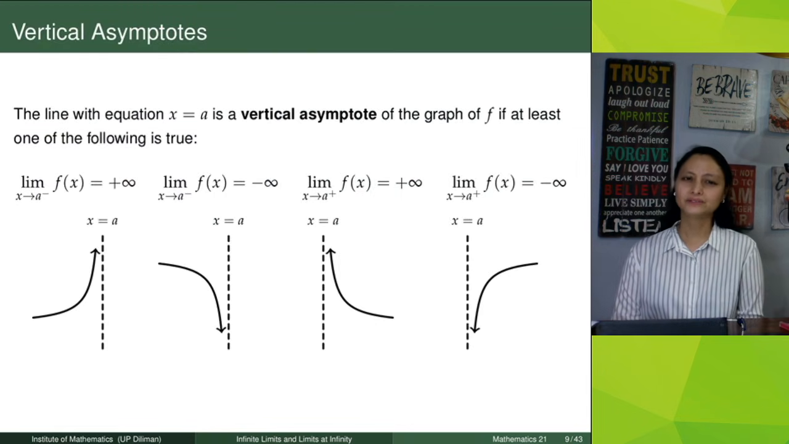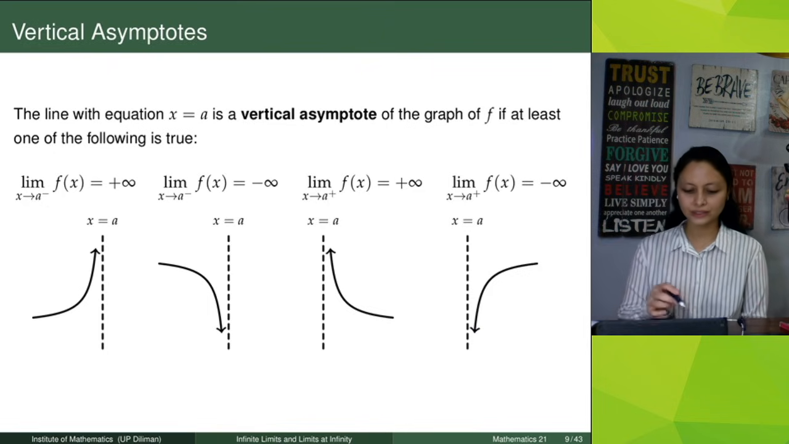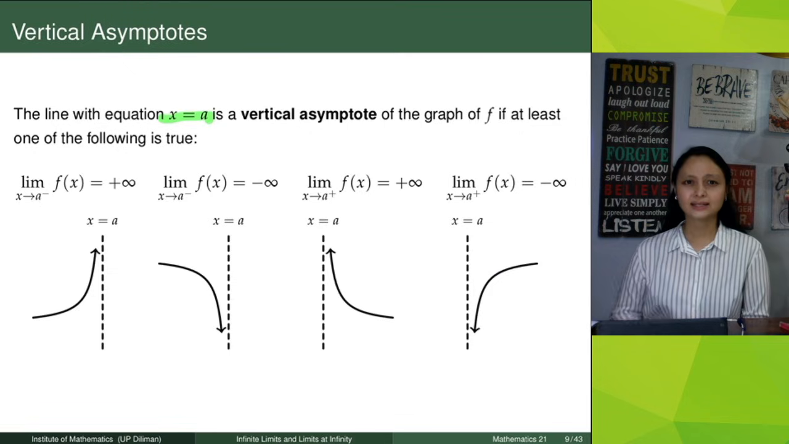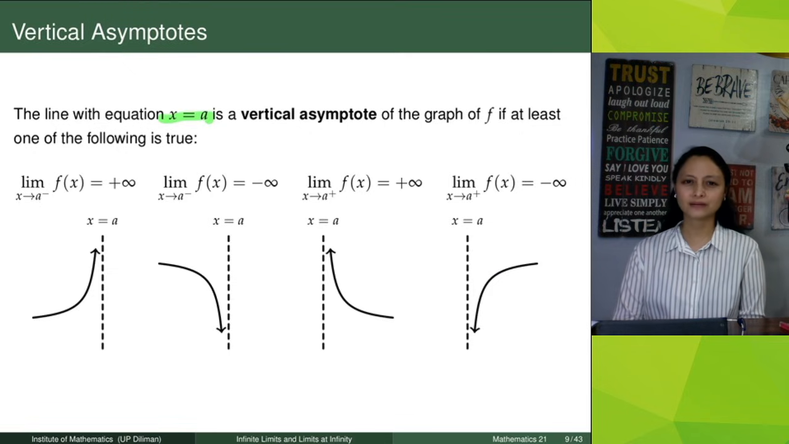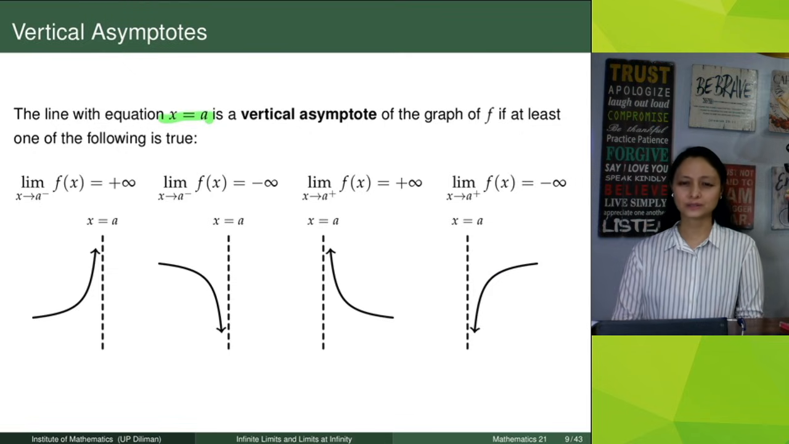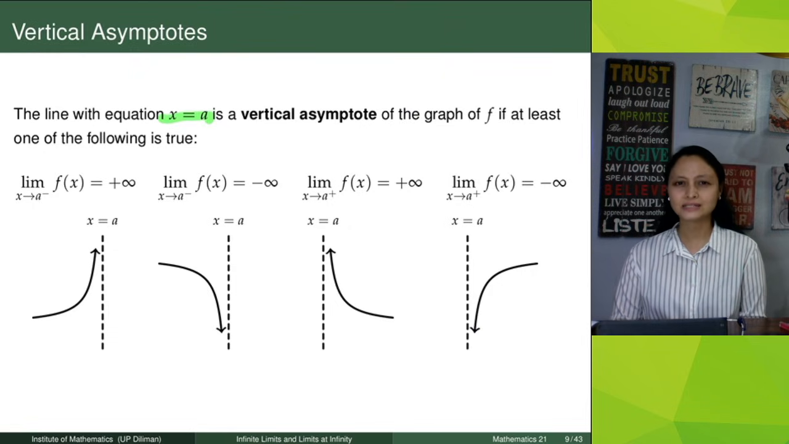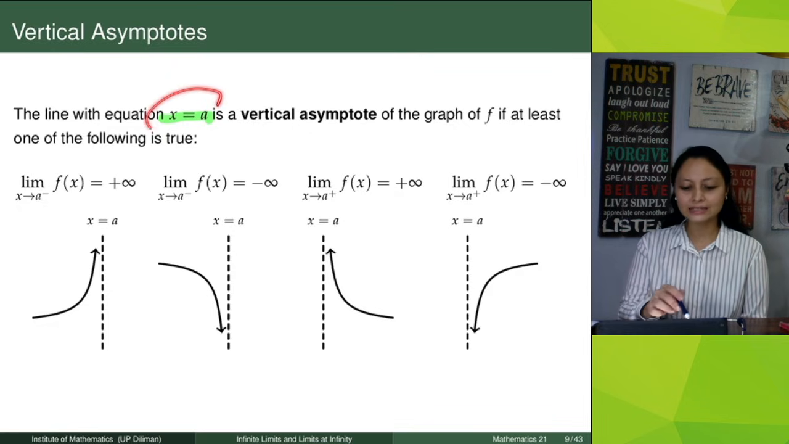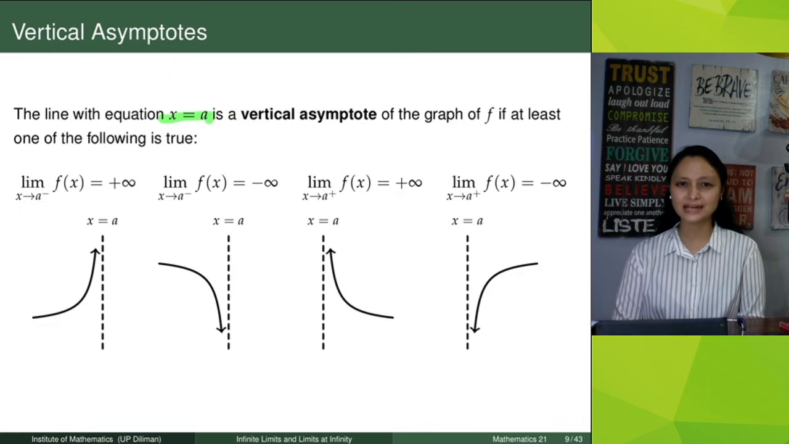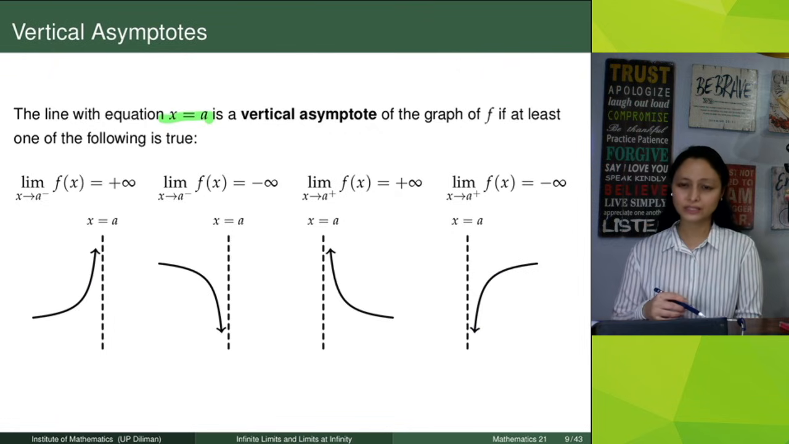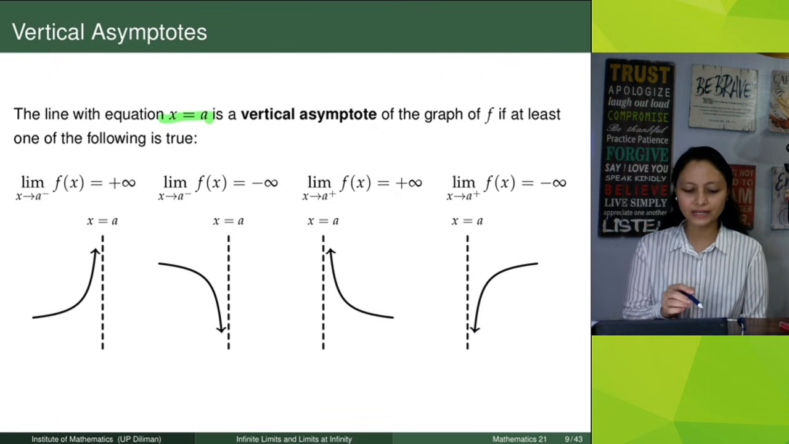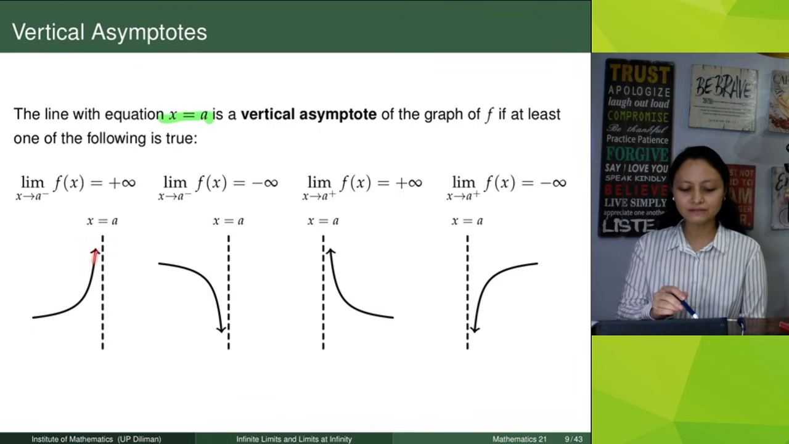Now, we should be able to describe vertical asymptotes. So we say that the line with equation x equals a is a vertical asymptote of the graph of f if at least one of the following is true. Remember, the vertical asymptote is a line. So, you should give an equation of the line. In this case, x equals a. So, that's a vertical asymptote if at least one of the following is true. If you get the limit of f of x as x approaches a from the left, you can either get positive infinity or negative infinity.